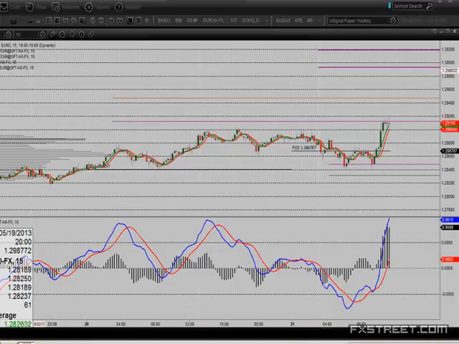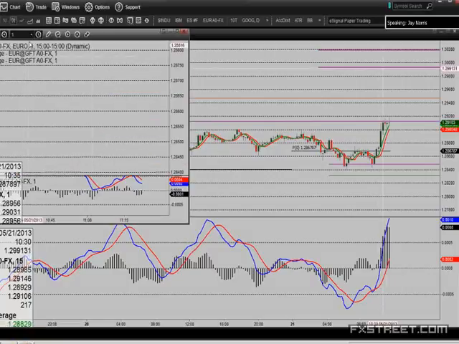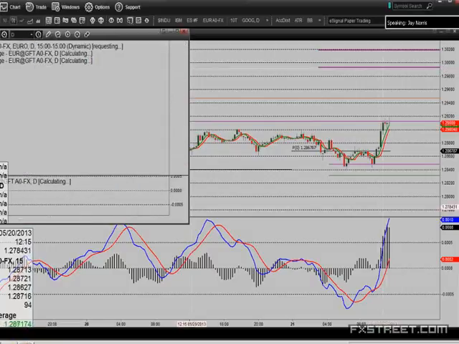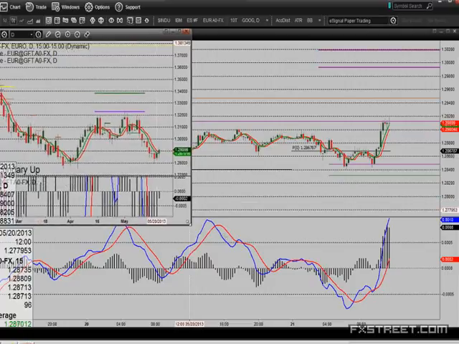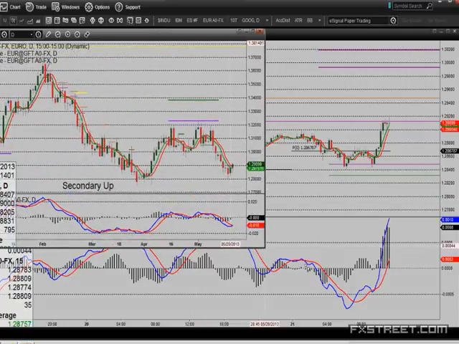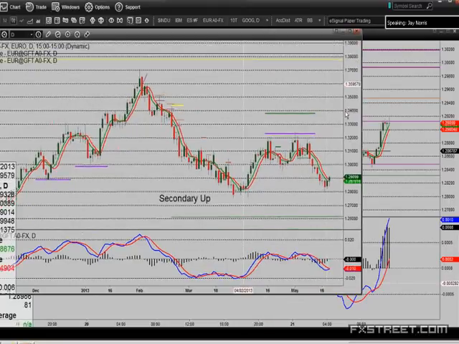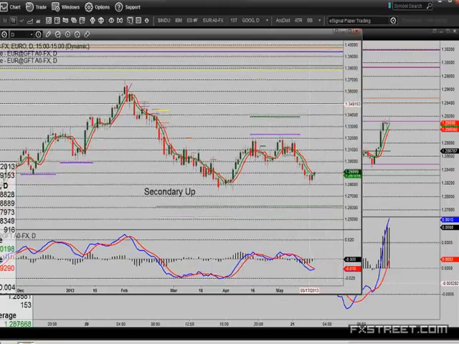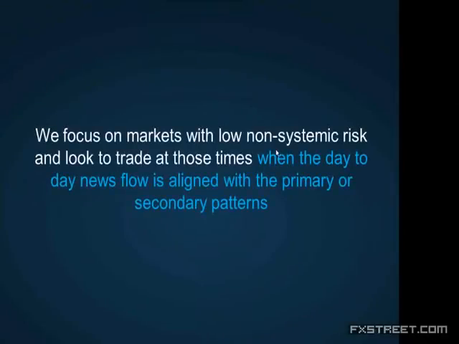Here's the euro, and here I took a signal on the daily chart. Here's the euro daily chart. And what did I just say? We'll go right back to that. We focus on currency markets, basically, much lower systemic risk than commodities or stocks, right? And we look to trade those markets when the day-to-day news flow is aligned with the primary or secondary patterns.